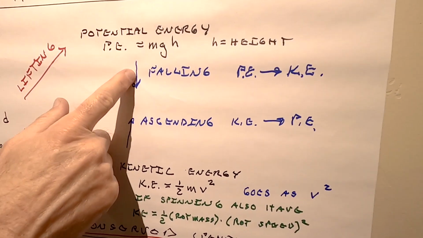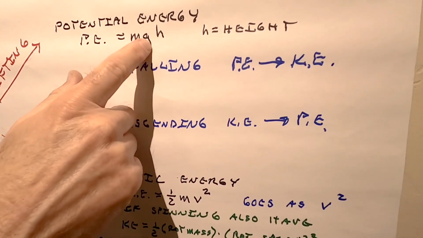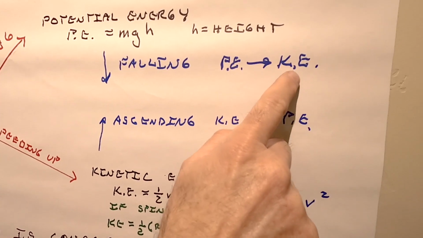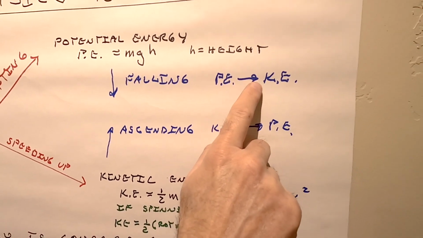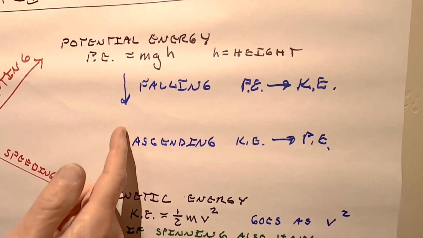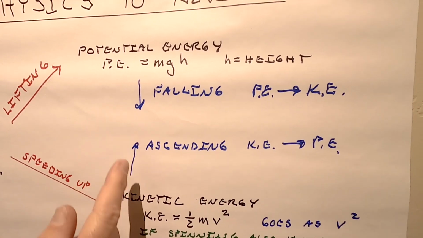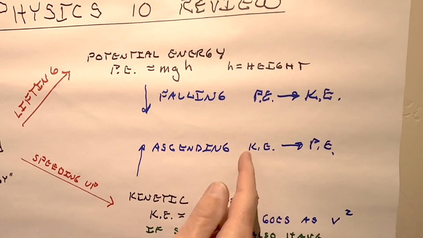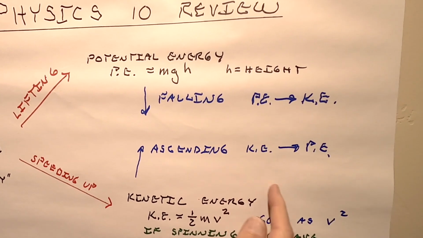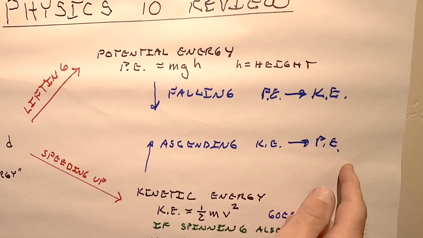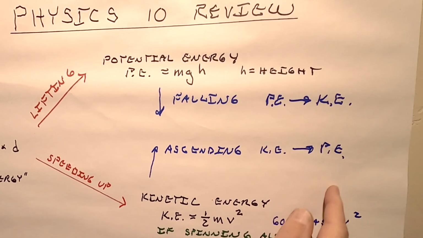So now when something falls, it's losing potential, it's gaining speed, so it's gaining kinetic, and so the potential is just being shifted over to the kinetic energy. When it's moving upward, it's slowing down, so the kinetic energy is being shifted back to the potential. So if we have a pendulum swinging back and forth, it's just going from kinetic to potential. Kinetic at the bottom, potential at the top.